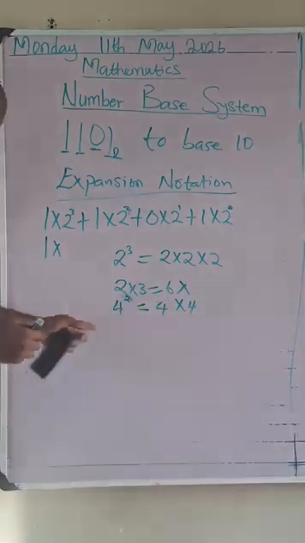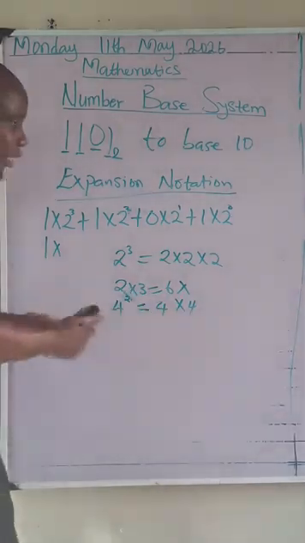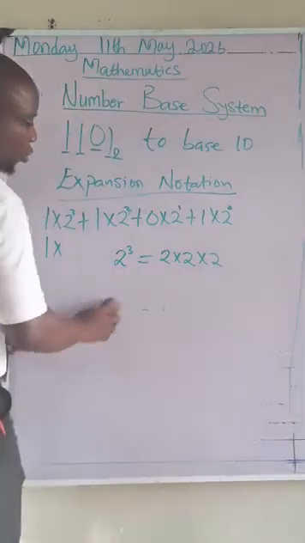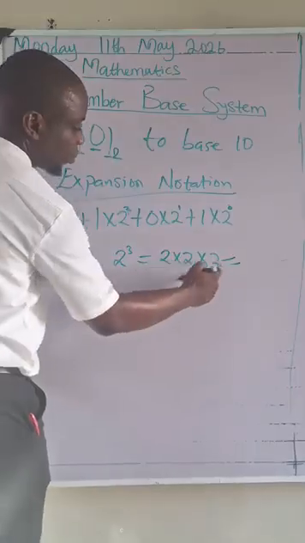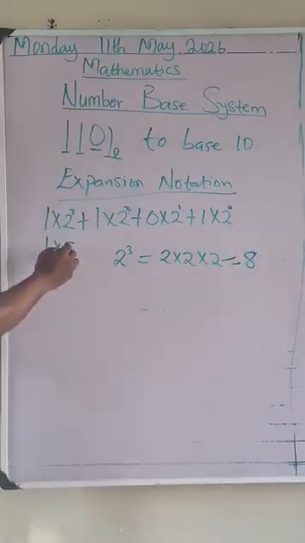Are you following? This is what it means. So in this instance, it's not going to be this. So what are you supposed to do? What you're supposed to do is very simple. Just put equals to what? 2 times 2 times 2 is equals to what? 8. So that means 8 should come here.